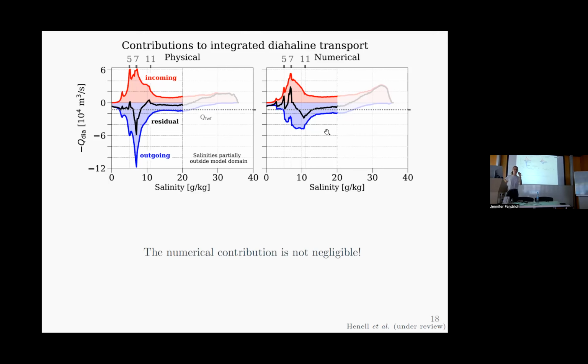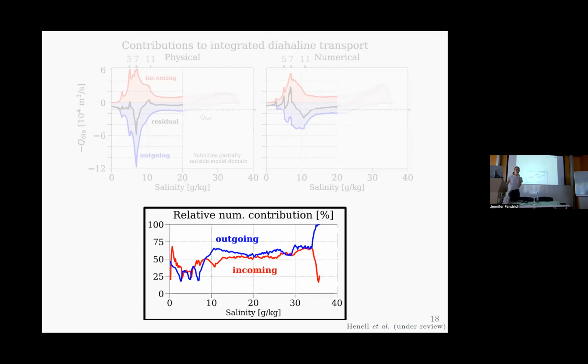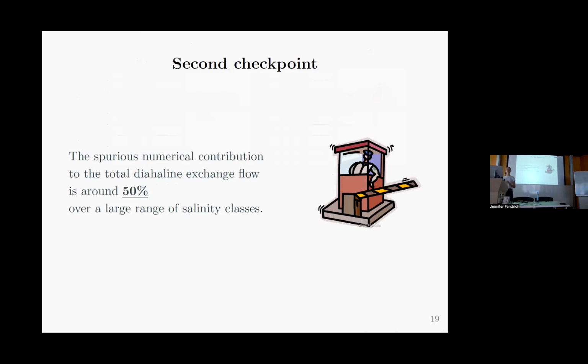So to put this in more relative terms, we calculated the relative numerical contribution, and you can see that for most salinity classes, so here that's the outgoing and incoming numerical contribution, both are somewhere around 50% for most of the classes. So it's actually really big. Okay, so that's a very important point of the talk, that we definitely cannot ignore this and we should look at it further.